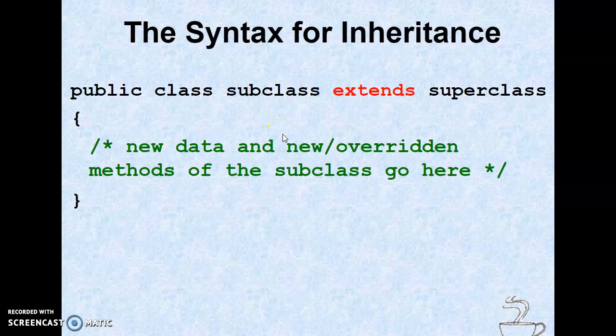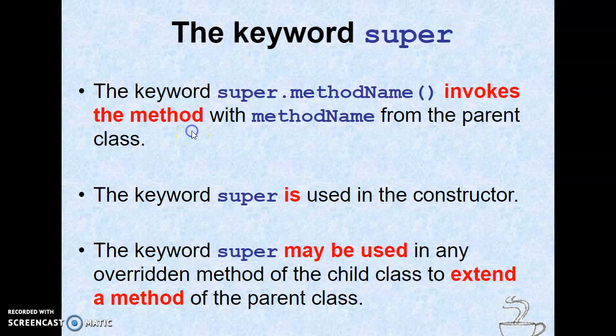When we have inheritance, the way we write it is like this. Public class, the subclass name, extends the superclass. And then we put all the new data, etc. here. We can assume that the superclass data and stuff, if it's protected, that we own that too. If it's not protected, we need to use getter methods.